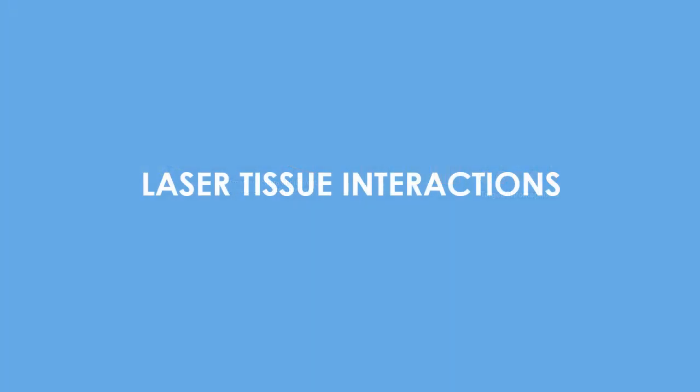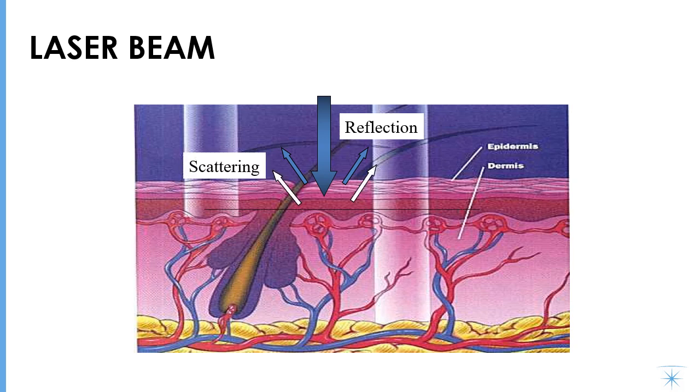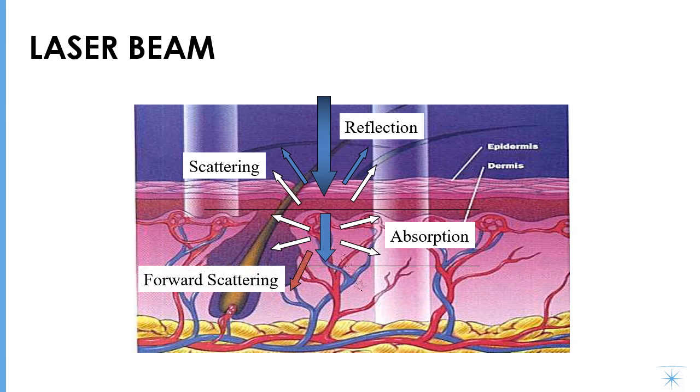For the laser tissue interactions, it's very important to remember that when we apply a laser beam towards the skin, part of the energy is going to be reflected from the surface of the skin. Another part is going to be scattered from a deeper layer. Then there is an absorbed portion of the laser beam, and this is a very important part. This is the part responsible for the effects we would like to get. Finally, there is forward scattering, and a small portion is going to be transmitted without any of those interactions.